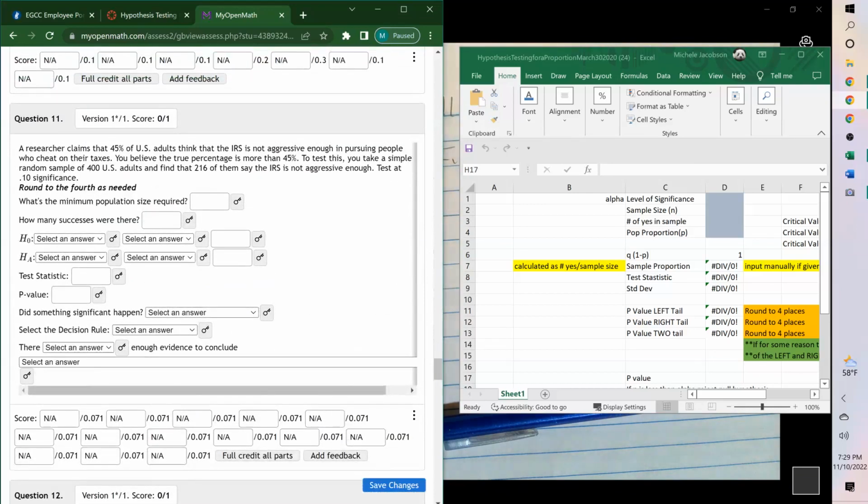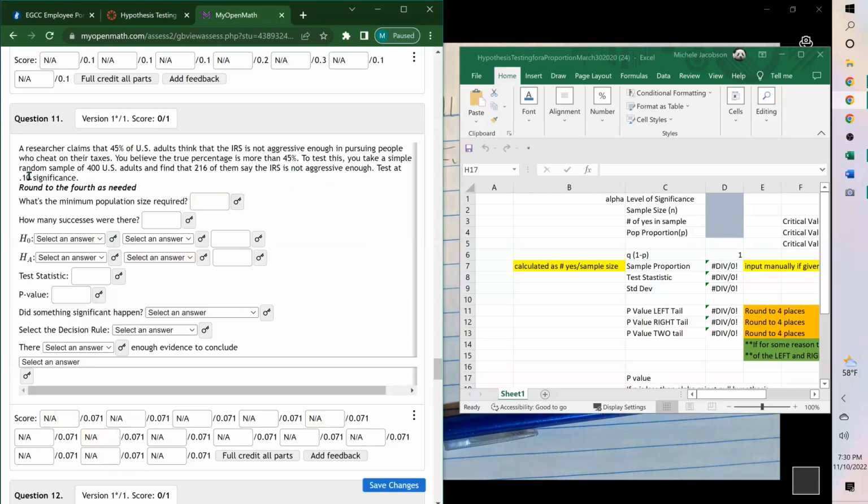Okay, number 11. A researcher claims that 45, and this will help too, Barb, because we'll be setting up the hypothesis, which is what they're doing in that section. A researcher claims that 45% of U.S. adults think that the IRS is not aggressive enough in pursuing people who cheat on their taxes. You believe the true percentage is more than 45%. So you can kind of tell what your test is already. 45% is what they say it is, and we think it should be more than that.